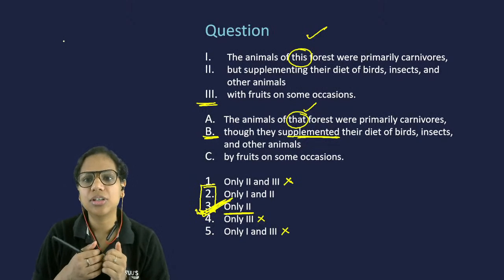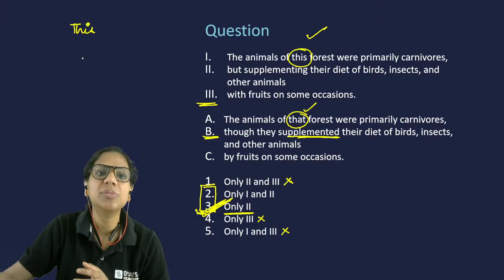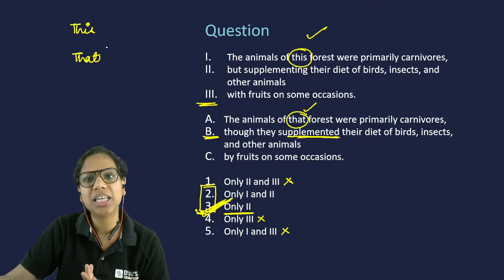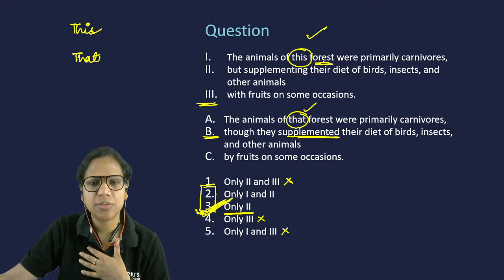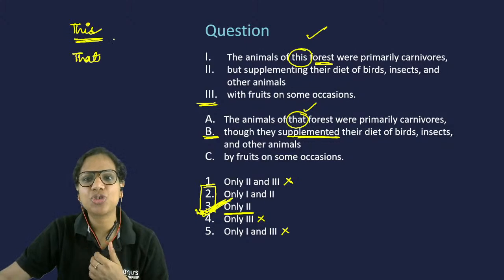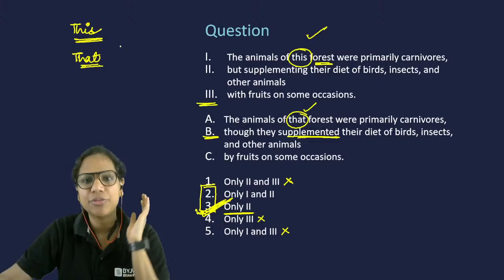When we are talking about this and that, it is a question of proximity. How near that thing is to us. So when I'm talking about the forest, it is now my perception. Do I consider the forest to be near me? Do I consider the forest to be away from me?